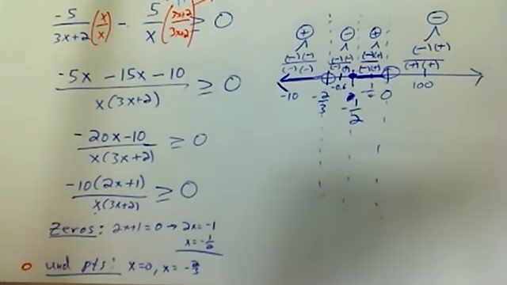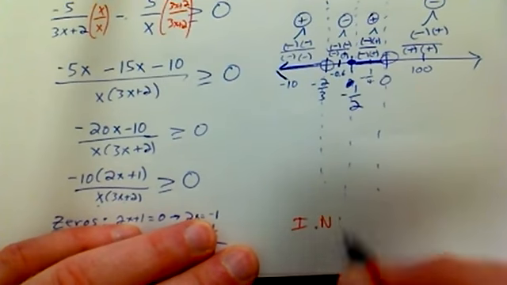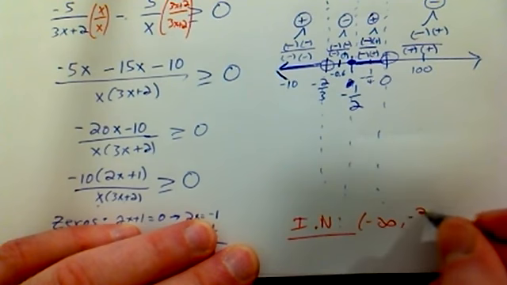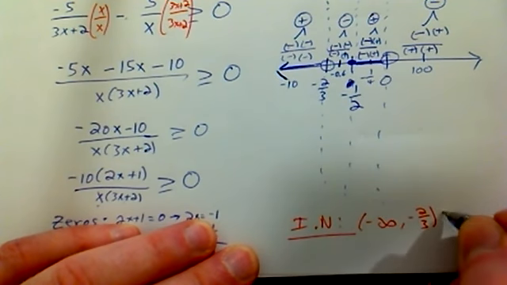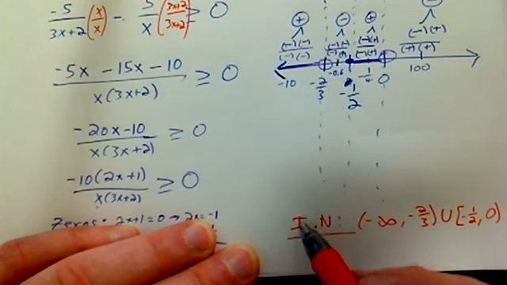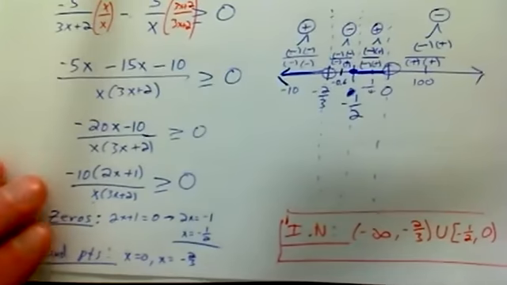We don't want it. So our final answer, if we read right from our graph in interval notation, is going to be negative infinity to negative 2/3 union negative 1/2, including all the way to 0. And you should be good. That wraps up section 1.7.